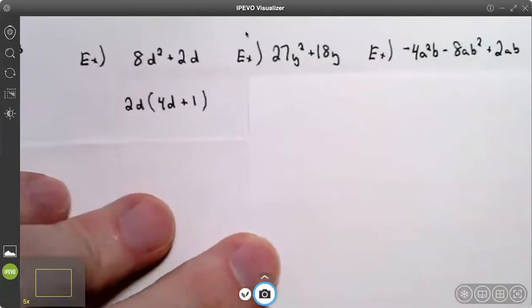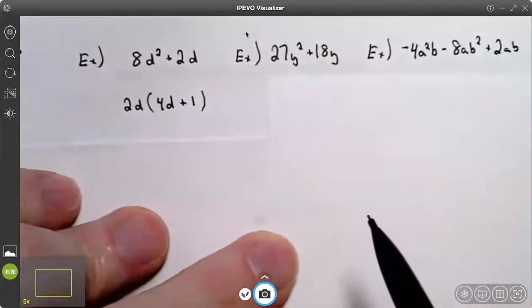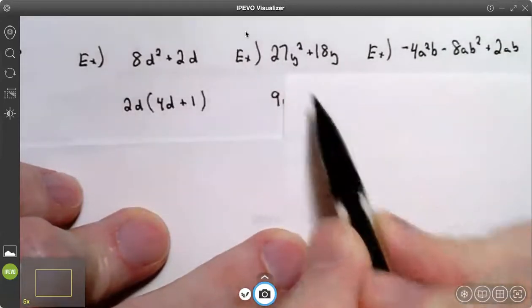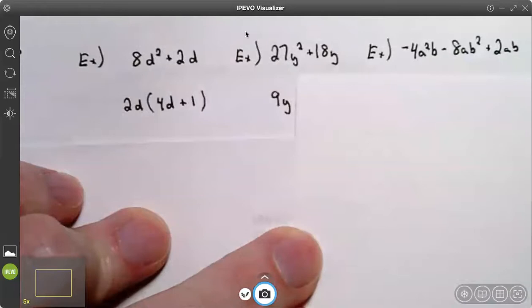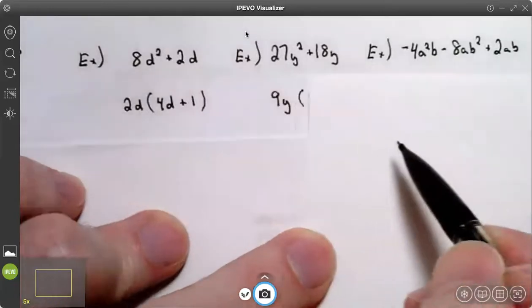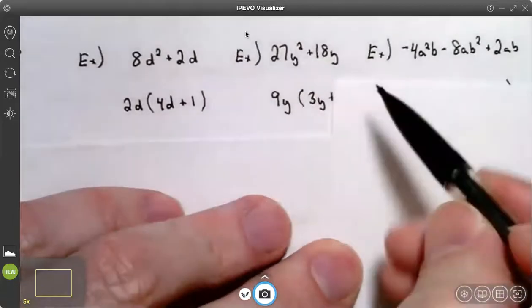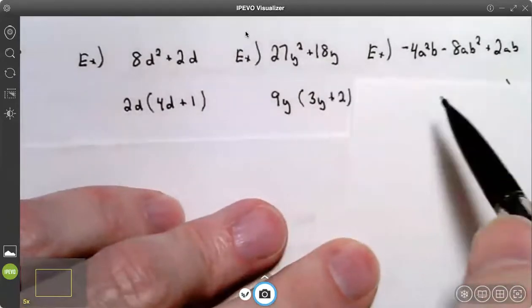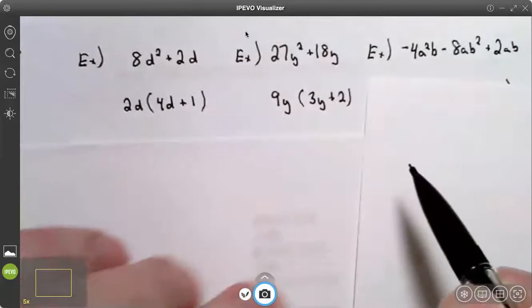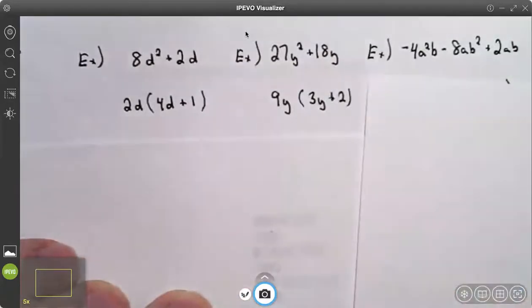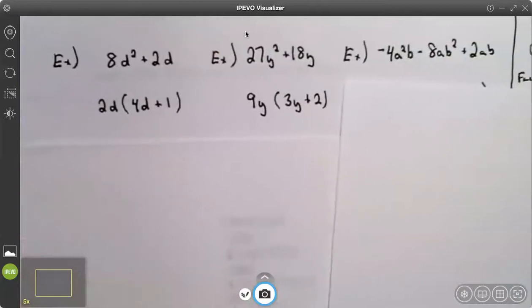On the next example, the greatest common factor between 27 and 18 is 9. I have 2 y's here, 1 y here, so the most I can take out is 1 y. 9 times 3 is 27. I took one of the 2 y's out, got 1 left. 9 times 2 is 18. I took the y out, don't have any left. 9y times 3y is 27y squared. 9y times 2 is 18y. One more example.